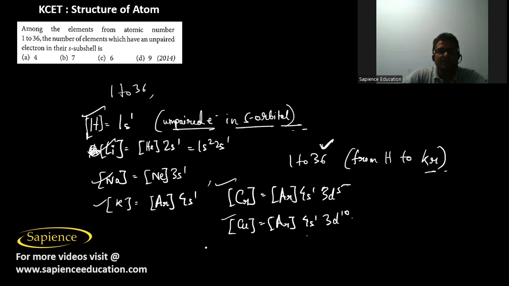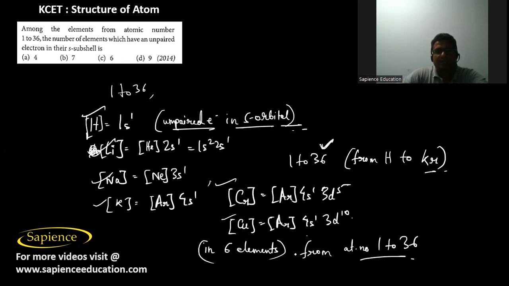So it means in six elements from hydrogen to krypton, from atomic number 1 to 36, we have an unpaired electron in the s orbital. So option C is the correct answer.